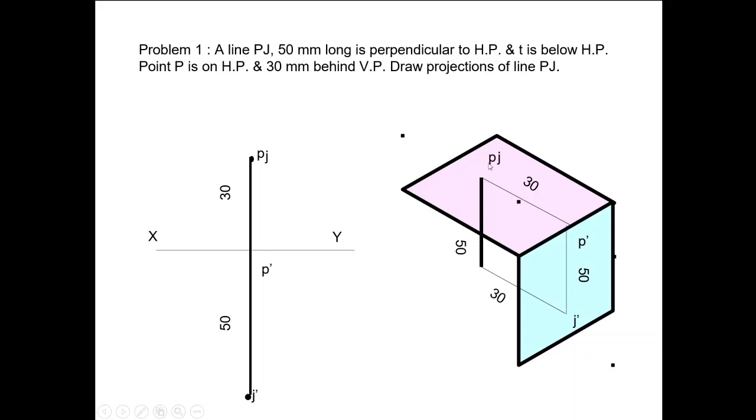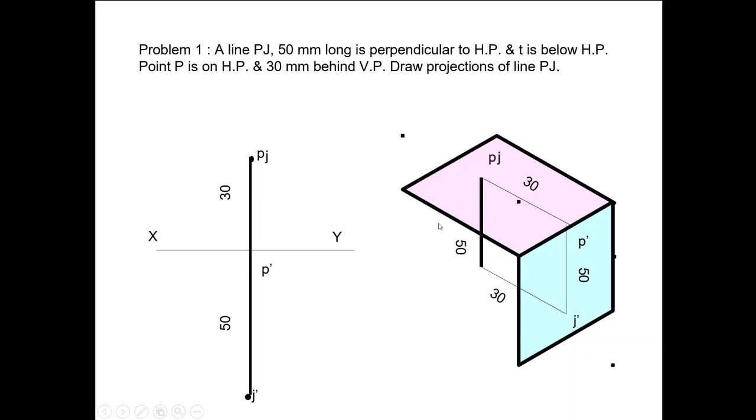This line is 50 mm in length. It is 30 mm behind the VP, and the point P is on the HP. Okay, so draw the projections of the line PJ.